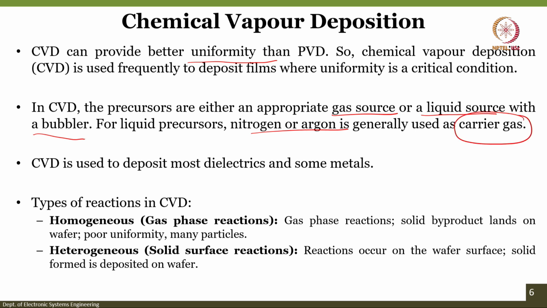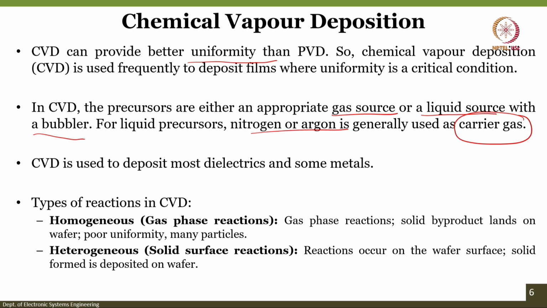Carrier gas is used to take your vapor molecules from the bubbler to the chamber. The purpose of using an inert gas is that it should not react with your substrate at any cost, but at the same time the precursor molecules which are evaporated from the liquid source in the bubbler should be taken appropriately to the chamber where you have your substrate placed for the reaction to happen.